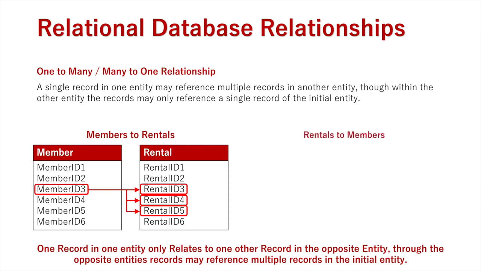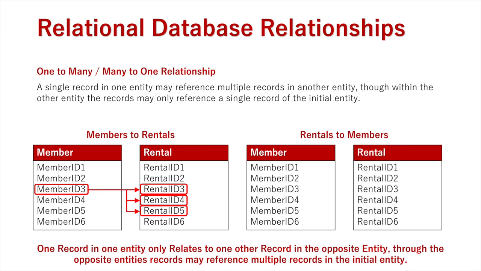But on the flip side, when going from rentals back to members, we know that rental ID 2 only refers to member ID 2. It doesn't refer to any other member because only one rental can be made by one member. And it's the same with rental ID 6. It only references member ID 2. So it can only reference one record in that entity, but the member entity can reference multiple records in the rental entity. That's what we've got to understand with a one-to-many relationship.